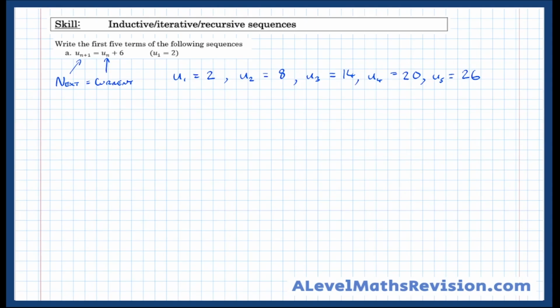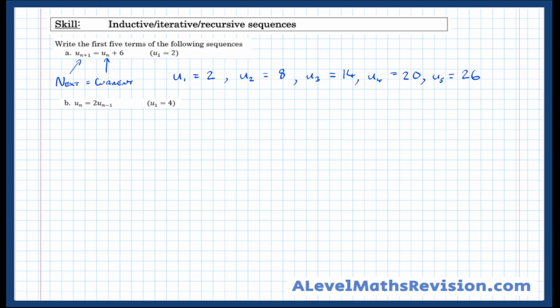But before we move on, let's analyse what type of sequence this actually is, because we can see that if we get to the next term by adding 6 each time, this is actually a different way of writing an arithmetic sequence with first term 2 and common difference 6. So when we simply add something to a term to get the next one, it's sort of like a hidden arithmetic sequence written in this new type of notation. So let's move on.